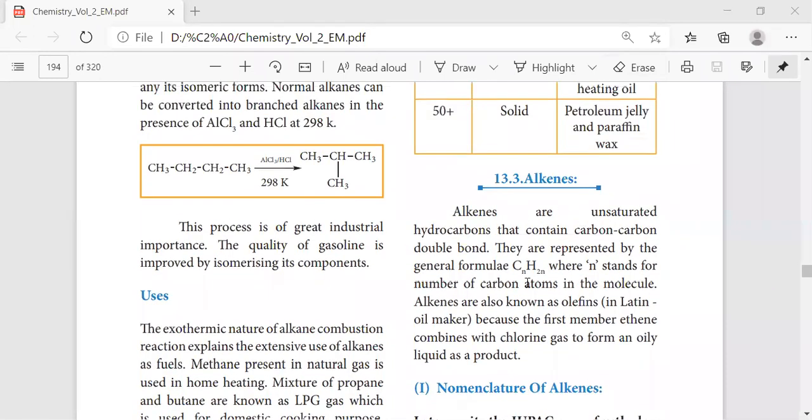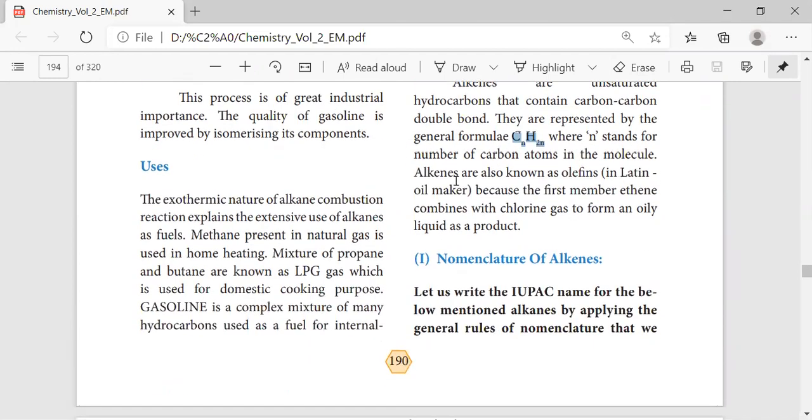Okay, so the alkene will have the general formula CnH2n. For alkane, it is CnH2n+2. For alkene, it is CnH2n. In the Latin word, it simply refers to the oil maker, olefin. It is known as olefin.